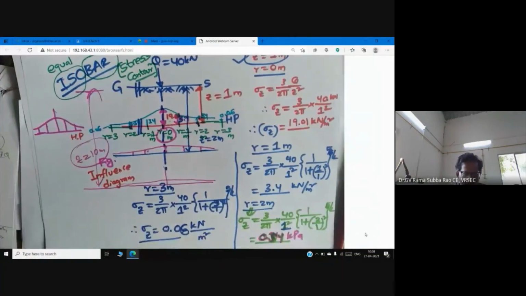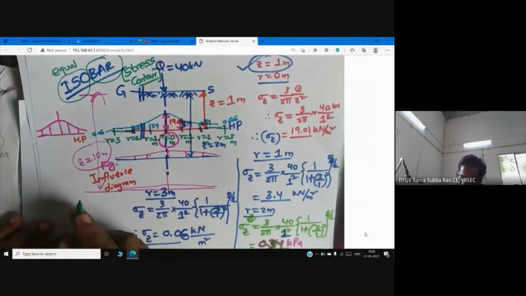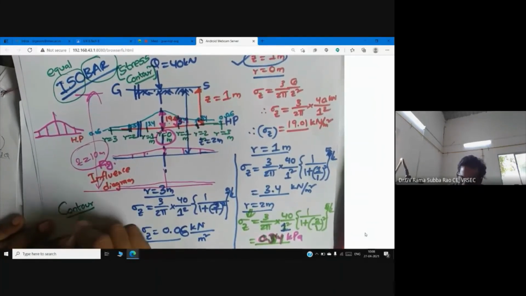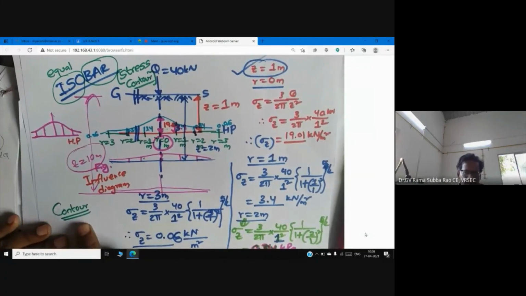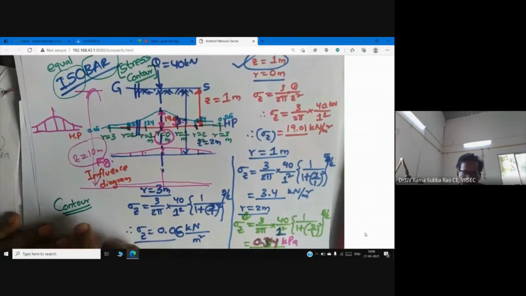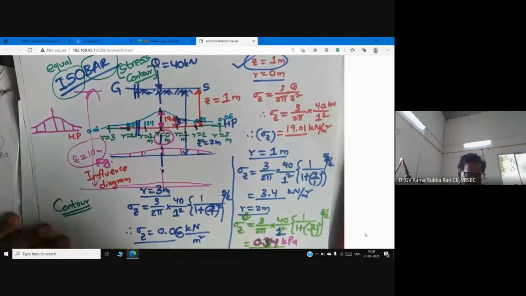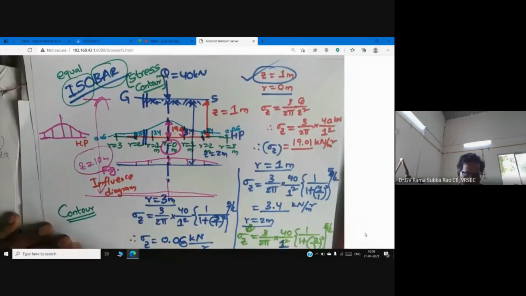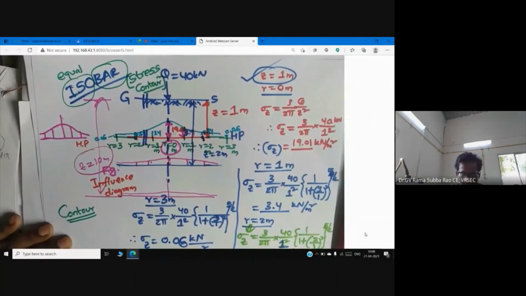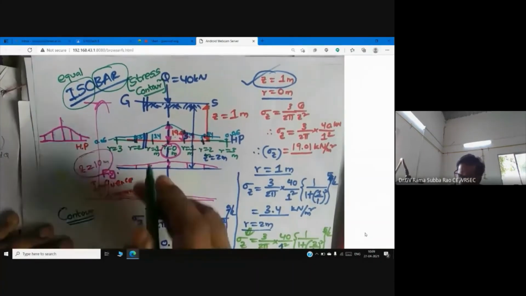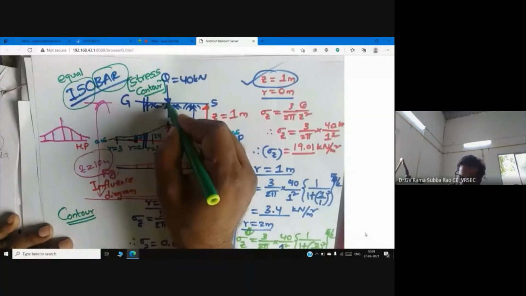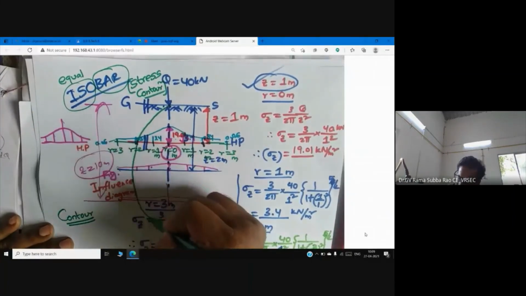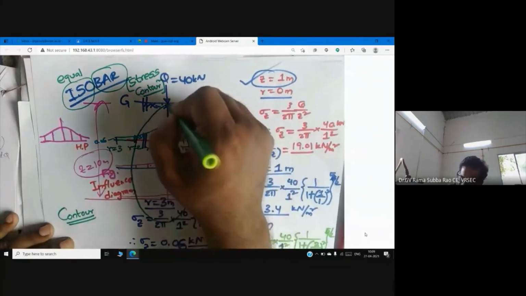Someone may ask, sir, you said contour, you are talking about surveying. Yes, contour means a geometrical object which connects the points of equal elevation, equal reduced level on the ground. Whereas stress contour means it is also called isobar. Isobar means a line joining the points of equal vertical stress below the ground surface.